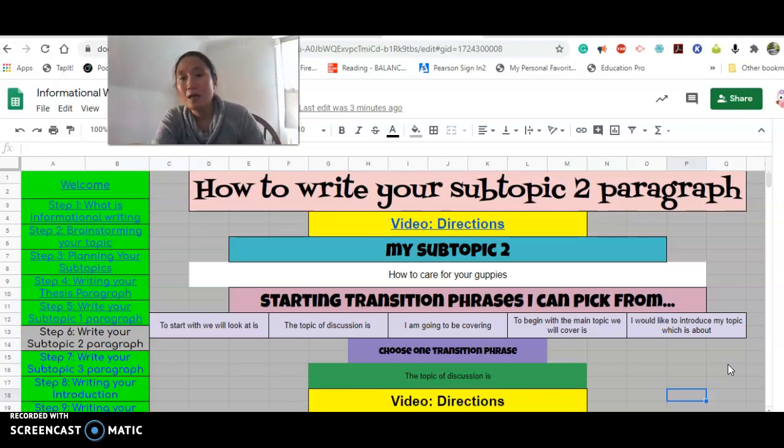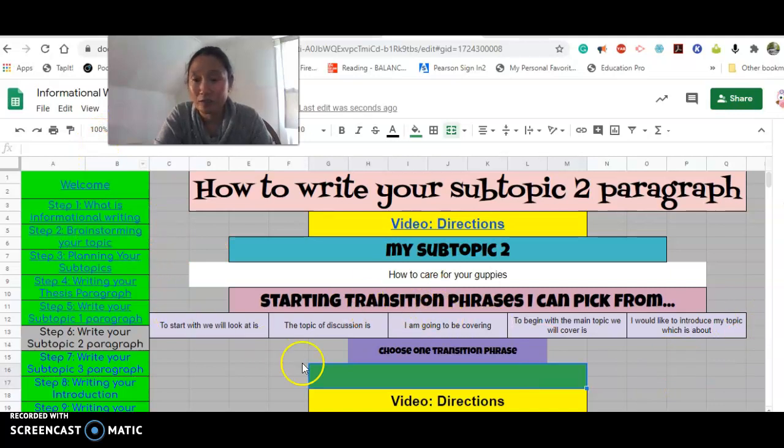Okay? So I am going to look at subtopic 2. My subtopic 2 is how to care for your guppies. Alright, so we're not talking about types of guppies anymore. We're talking about how do we take care of these little fish. And I want to be able to transition into this thought. And to do that, what I'm going to say is you could pick any one of these 5 transition phrases.